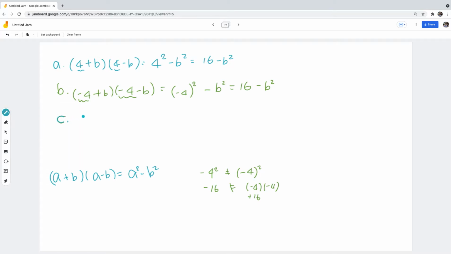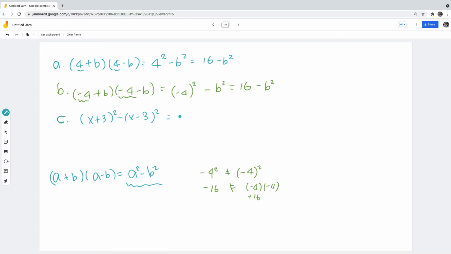C. (x plus 3) squared minus (x minus 3) squared. So I see something squared minus something squared. So we have this form, right? But what is my a? This is squared. That is squared. So that's my a and that's my b, right? So I can have this plus that in one parenthesis, and in the other parenthesis, this minus that, right?